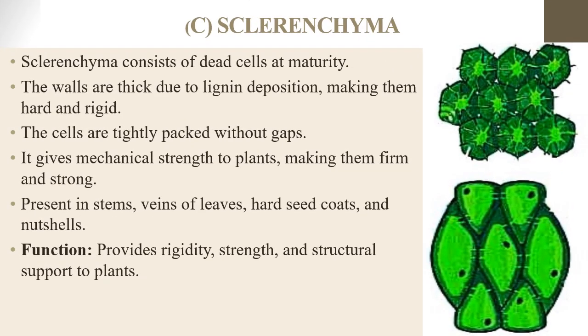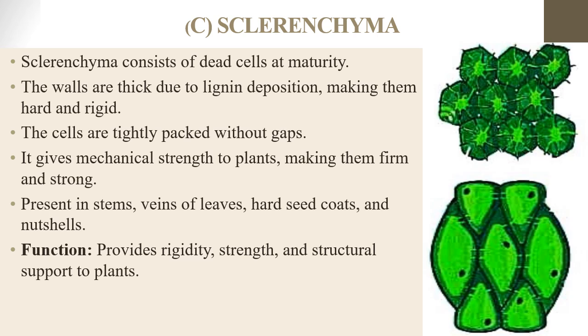So the third type of simple permanent tissue is sclerenchyma. Sclerenchyma is a type of simple permanent tissue composed of dead cells at maturity. The cell walls are thickened due to lignin deposition, making them hard, rigid and waterproof. These cells are tightly packed, leaving no intercellular spaces, which enhances the plant's structural integrity.